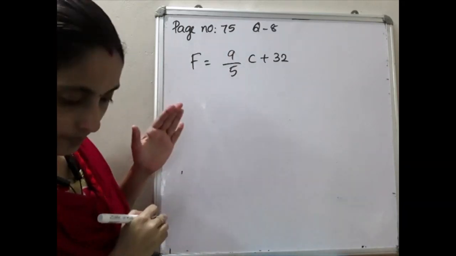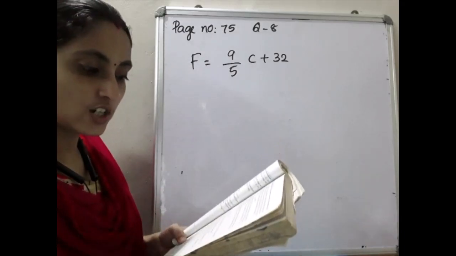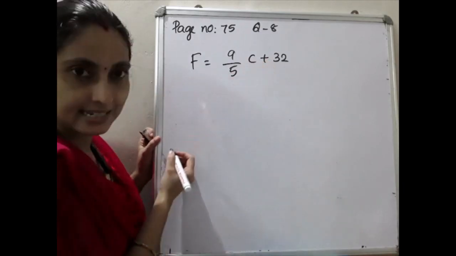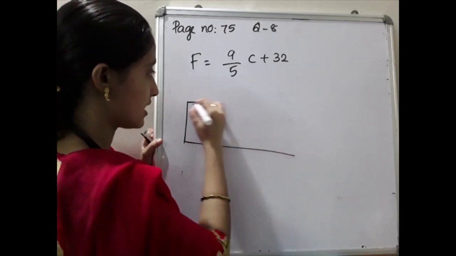Okay. So, draw the graph of the first question. Draw the graph of the linear equation above using Celsius for x-axis. So, C represents x-axis and F represents y-axis. So, you have to draw the box here.